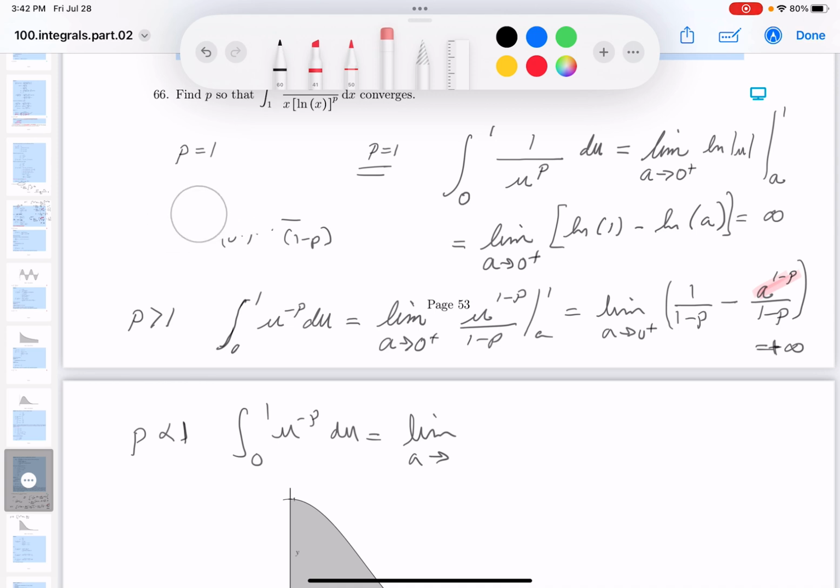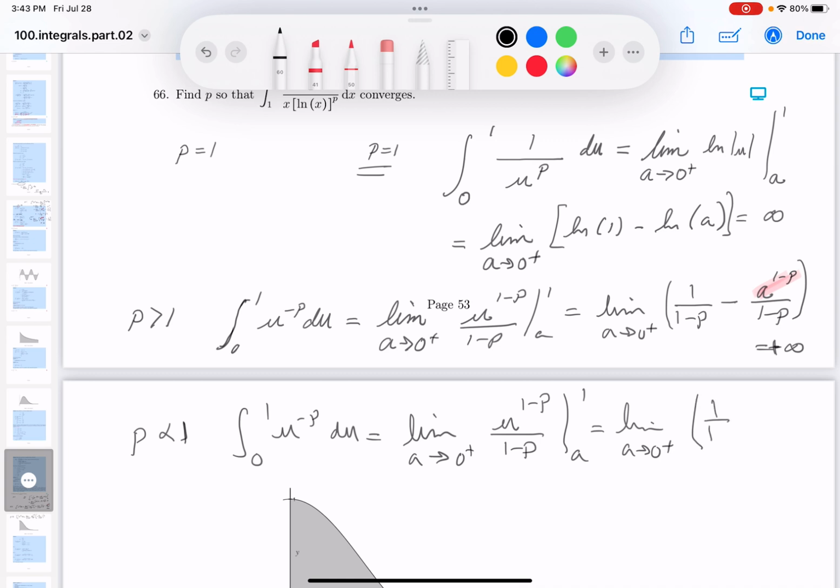Let me get my eraser and get rid of this nonsense over here. All right, let's do this one over here. A goes to 0 from the right side. Really doing the same thing. It's going to be u, and I'm going to increase the exponent by 1, so u to the 1 minus p over 1 minus p. The integration is going to go from a to 1. If u was 1, you'd get 1 over 1 minus p, minus a to the 1 minus p over 1 minus p.